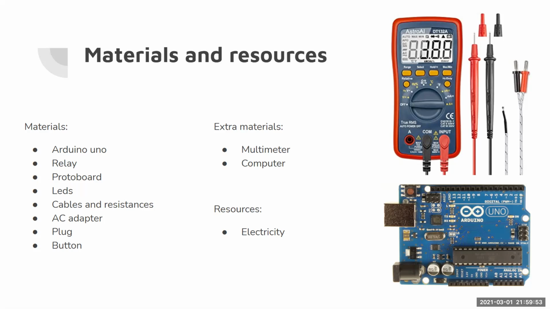Then the extra materials will be a multimeter for the measurement of the electric current and a computer to pass the program into the Arduino Uno. Then the resource that will be used is only electricity.